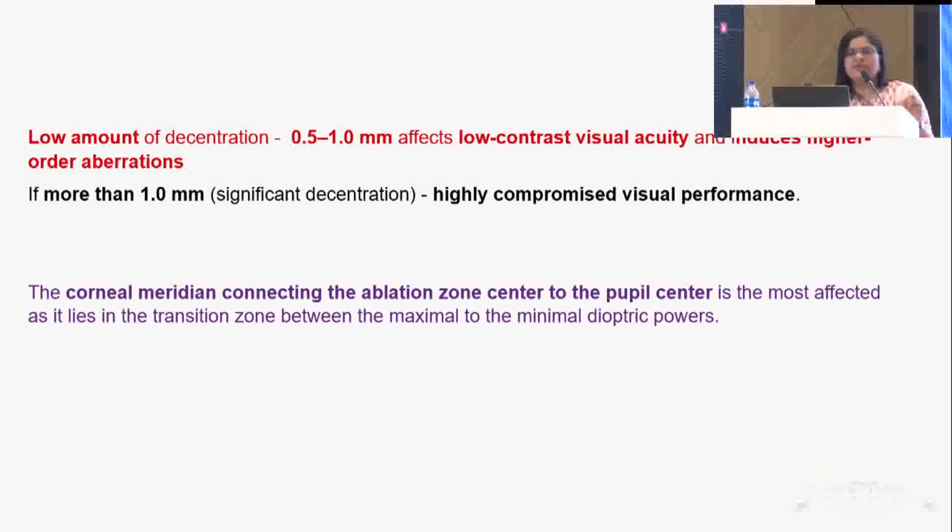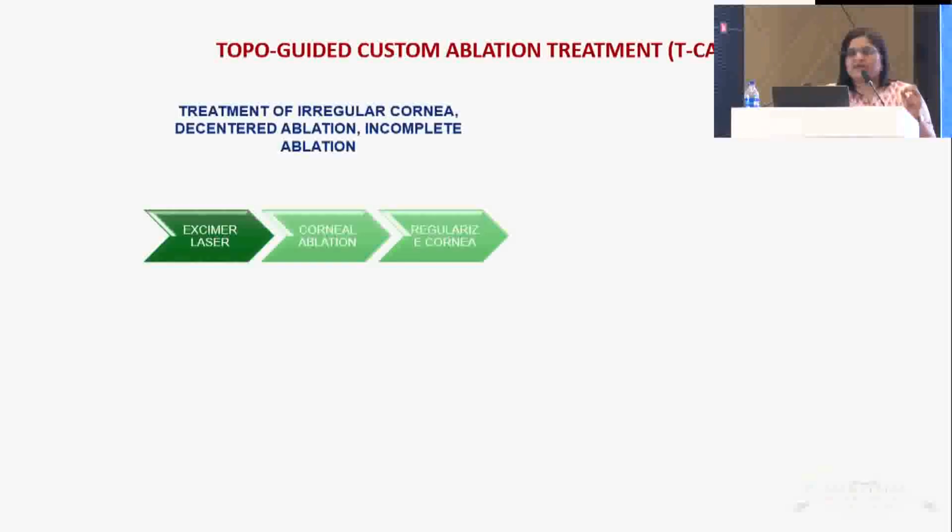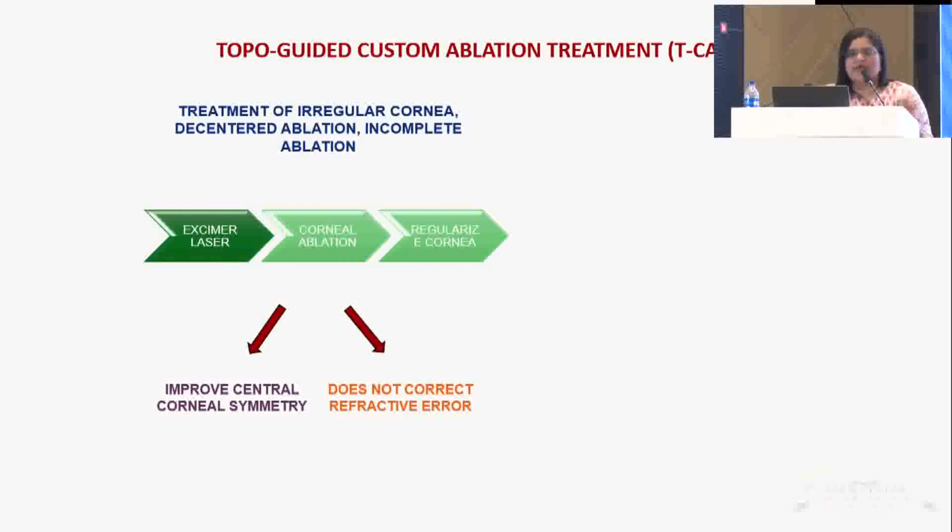Now, the corneal meridian connecting the ablation zone center to the pupil center is the most affected, as it lies in the transition zone between the maximal and minimal dioptric powers. With this in mind, what we believe is that we have to treat the irregular cornea or the decentered ablation, and also do incomplete ablation if it is present. Excimer laser, do the ablation, regularize the cornea. It improves the central corneal symmetry, but it does not correct refractive error.